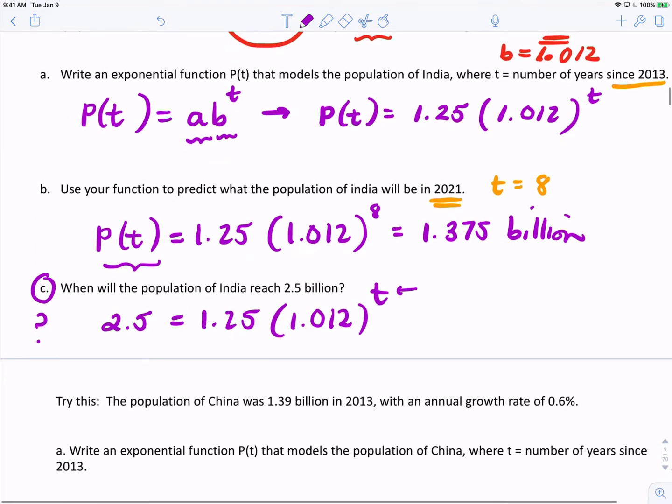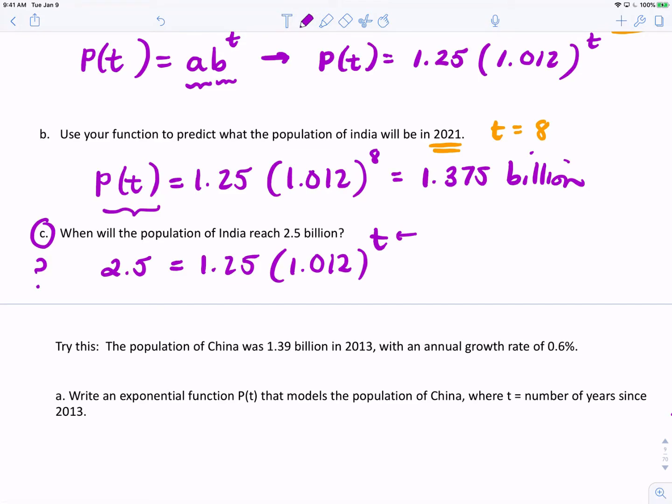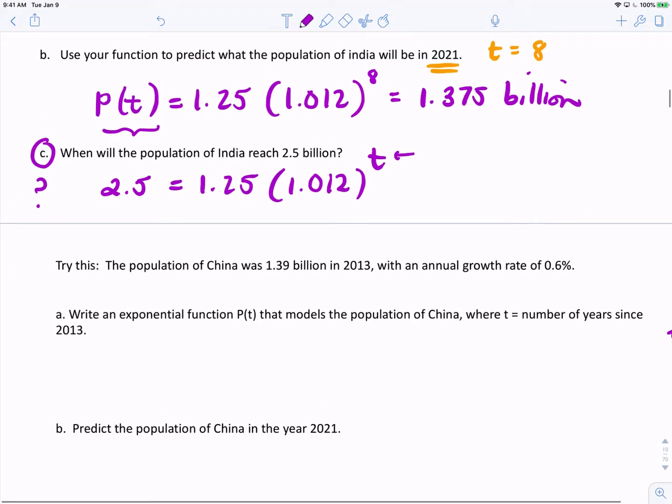Here's one for you to try. It's just like this last one. I'll get you started. The population of China was 1.39 billion in 2013, with an annual growth rate of 0.6%. Write an exponential function that models the population of China, where t equals the number of years since 2013. And then predict the population of China in the year 2021.